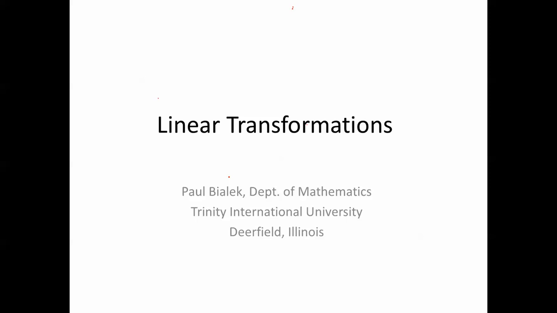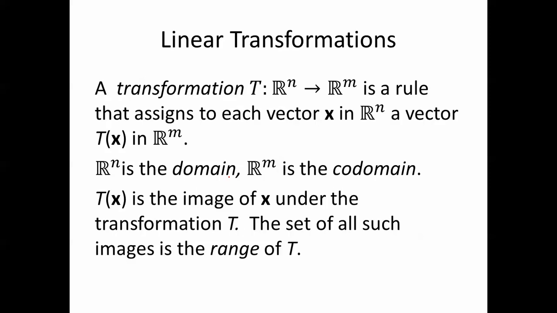Let's look at linear transformations. A transformation T from Rn to Rm is a rule that assigns to each vector x in Rn a vector T of x in Rm. Rn is the domain and Rm is the codomain. T of x is the image of x under the transformation T, and the set of all such images is the range of T. So we'll look at plenty of examples of what I'm talking about.